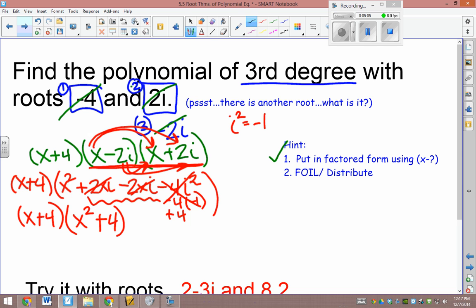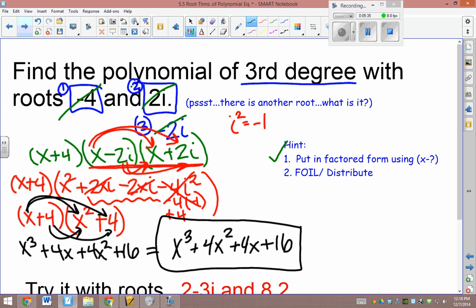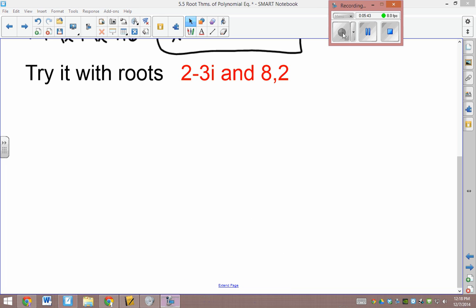Still need to FOIL here. Going to do x times x squared, that's x to the third. X times 4, that's 4x. Inner times inner is going to be 4x squared. And then 4 times 4 is 16. I want to make sure I have a standard form, which means combine your like terms. Also put the exponents in order. So x to the third should go first, then 4x squared, then 4x, then 16. Also, at the very end, you should double check. We were supposed to come up with a third degree polynomial, and therefore my final answer should be x to the third power.